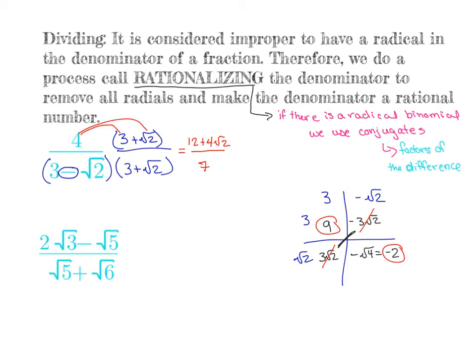So on this next one, what we know is that we are going to, I didn't mean to put an equal sign there. We're going to multiply by the conjugate of the denominator. So if this is the square root of 5 plus the square root of 6, we're going to do the square root of 5 minus the square root of 6.